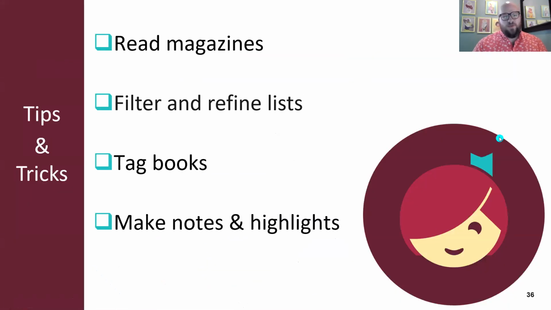All right, so we have 4 tips and tricks for you this morning before we head into that Q&A session. First, we'll talk about reading magazines and the different ways to navigate through them. Then we'll look at filtering and refining lists to find books we like faster. Then we will wrap up with tagging titles and making notes and highlights.